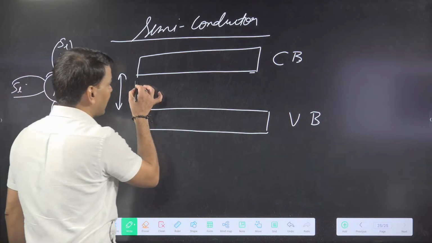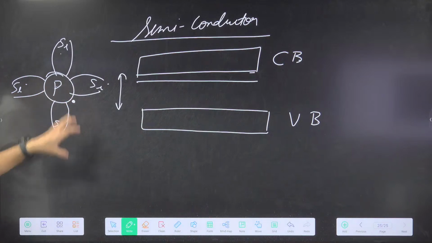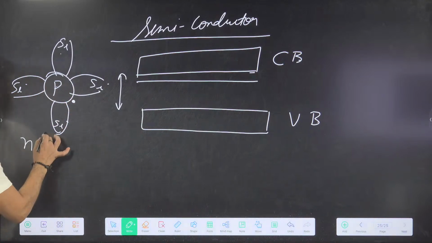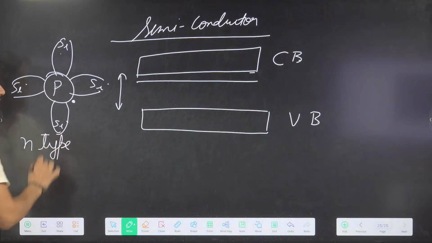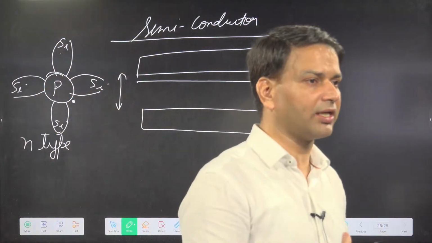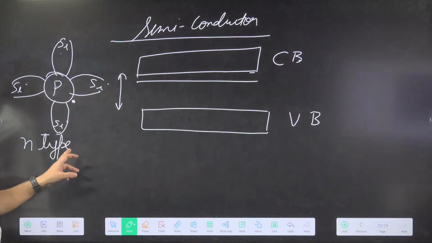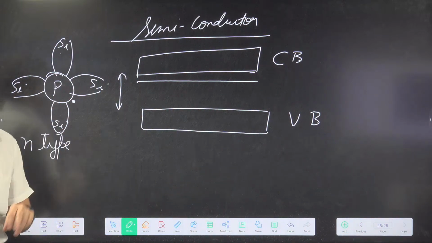So when we are adding the pentavalent impurity, it makes the N-type semiconductor. Why N-type? N-type means what? Here the majority carrier is what? Electron. Majority is the electron.